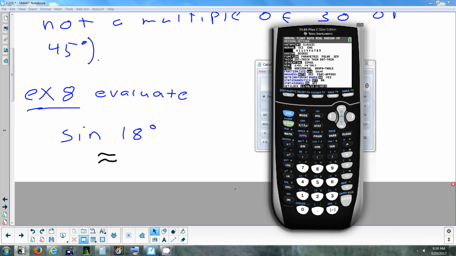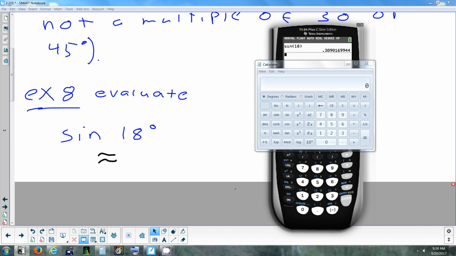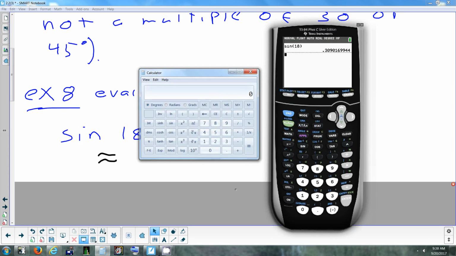But I'm going to make sure I'm in degrees. Okay, now to type it in, on my calculator, you press the trig function first, then you press 18, close parenthesis. So I pressed the trig function, then I pressed 18.